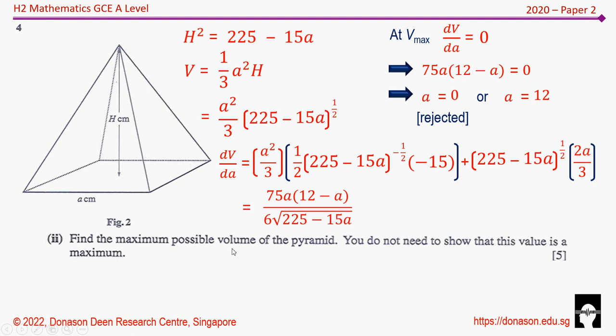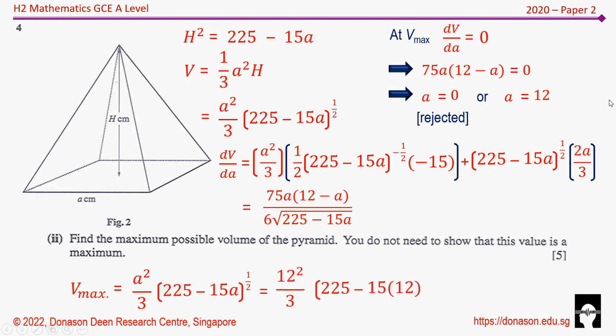Find the maximum possible volume of the pyramid. Now what we have found is the value of A that would make the volume maximum. Now we're going to find the maximum volume itself. So what would be the maximum volume? Vmax is equal to this formula for volume, the part that is in terms of A. So we're going to substitute into this, and replace all the A's with 12.